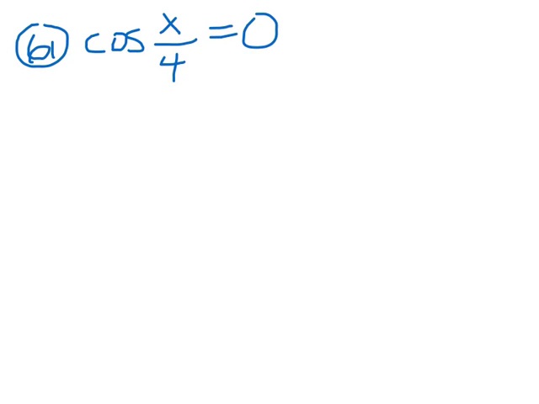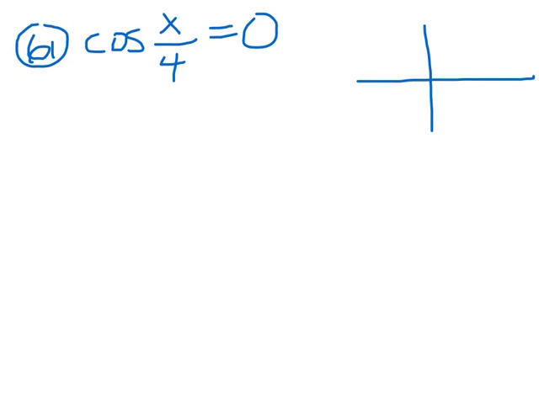Let's look at 61. Not all of them are this weird either. Cosine of x over 4 is 0. Okay, now this requires a little bit of thinking here.